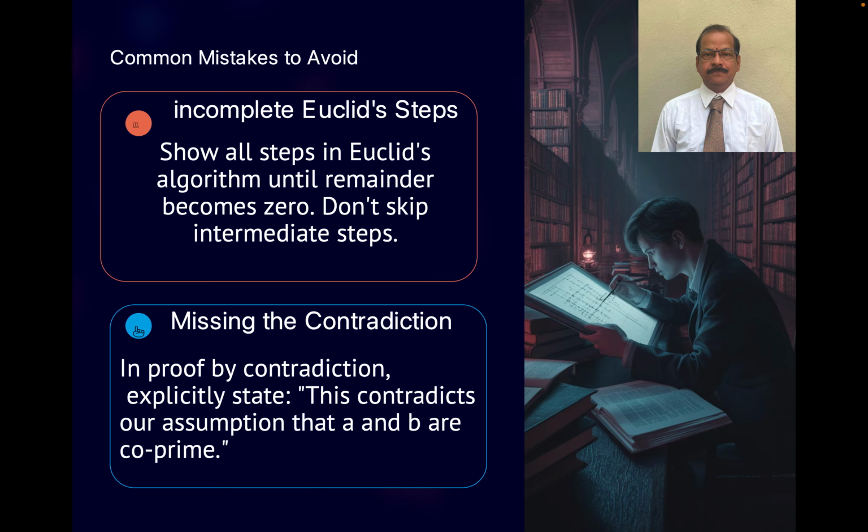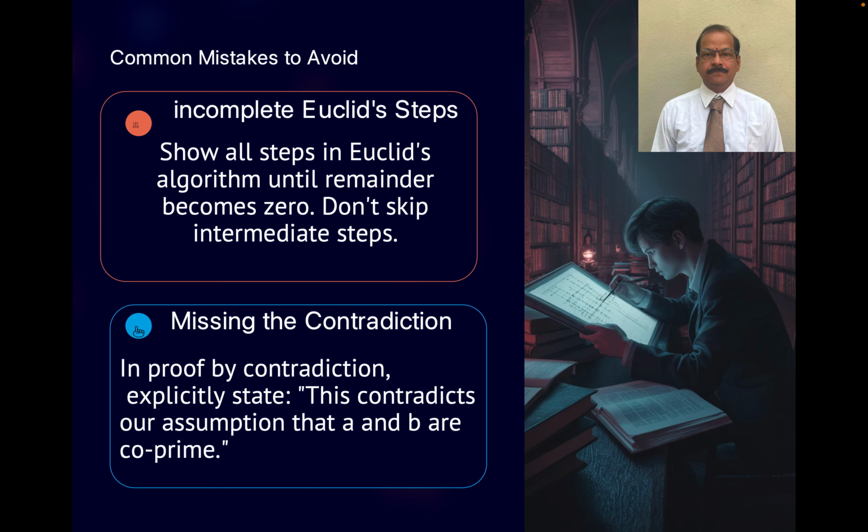Other mistakes: incomplete Euclid steps. Until the remainder becomes zero, you should go on repeating the process. Even after 10 to 15 times, if it is not reducing to zero, you may feel that some mistake happened. But until zero comes as a remainder, we should continue the normal procedure. We should not skip any intermediate step, as it will affect the result.